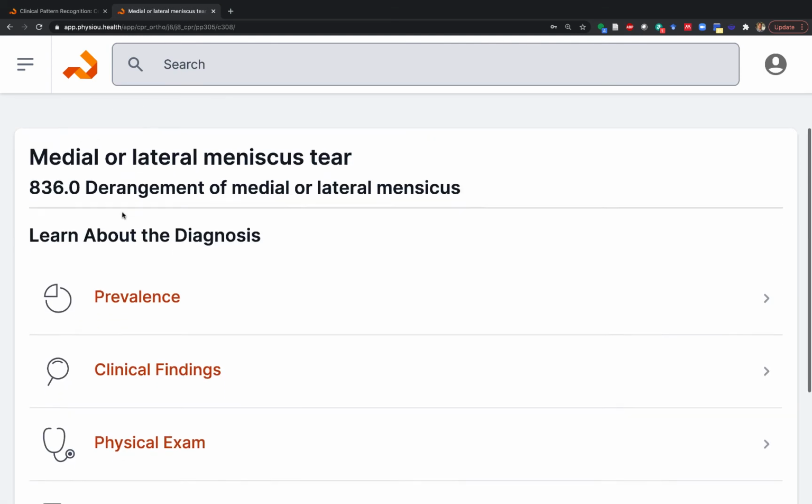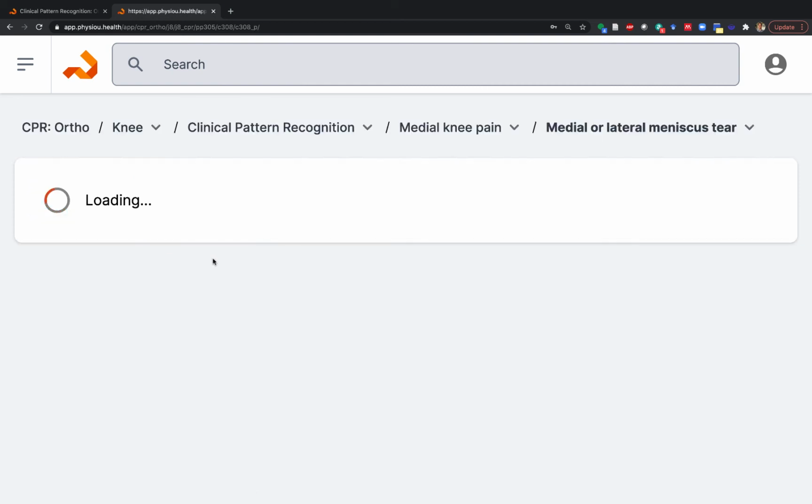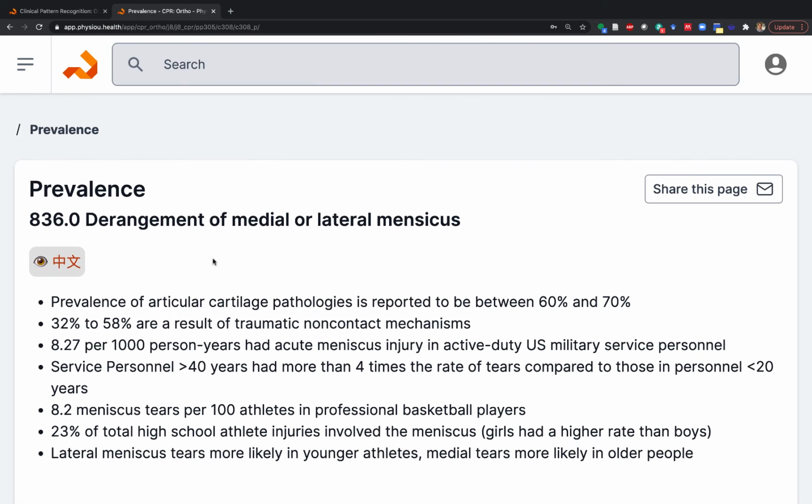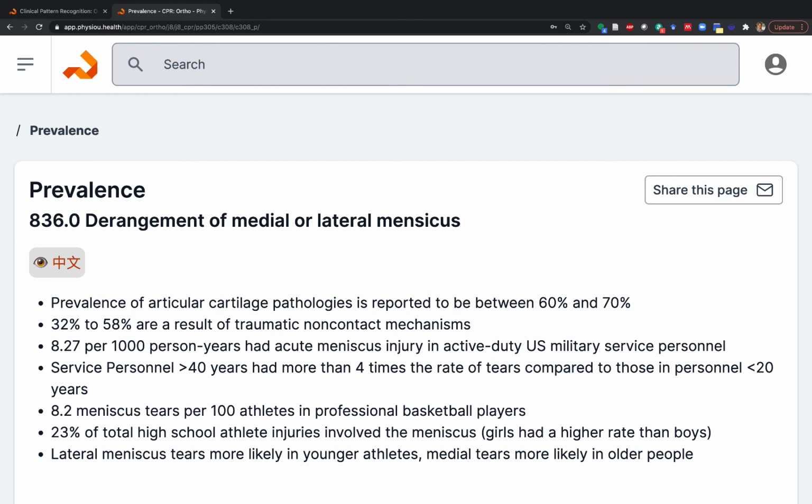You can see the prevalence data, which I've put into a table for you. It's easier to read here: articular cartilage pathologies are reported in between 60 to 70% of knee pain patients. So that's prevalence. And 32 to 58% of it is a result of traumatic non-contact mechanisms. Some of them for sure can be traumatic contact, but in many the patient is just running, cutting, plant and twist type injuries, and boom, you've torn your meniscus.